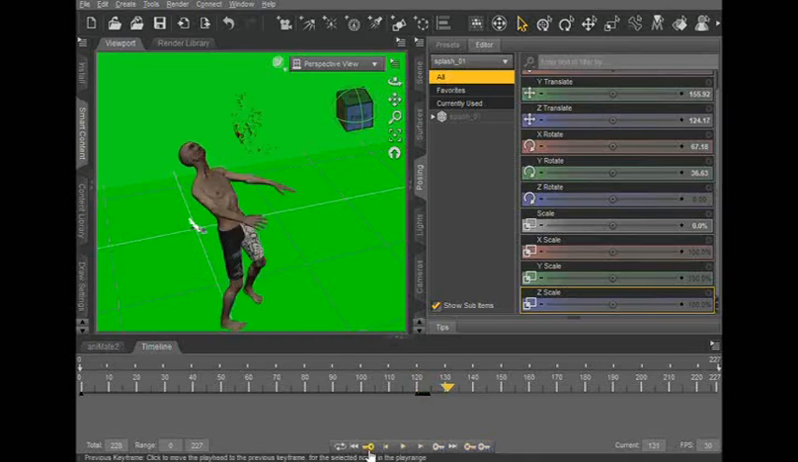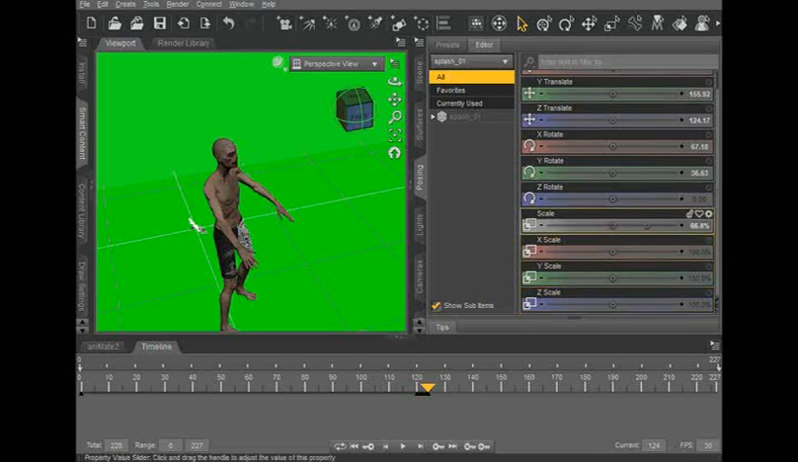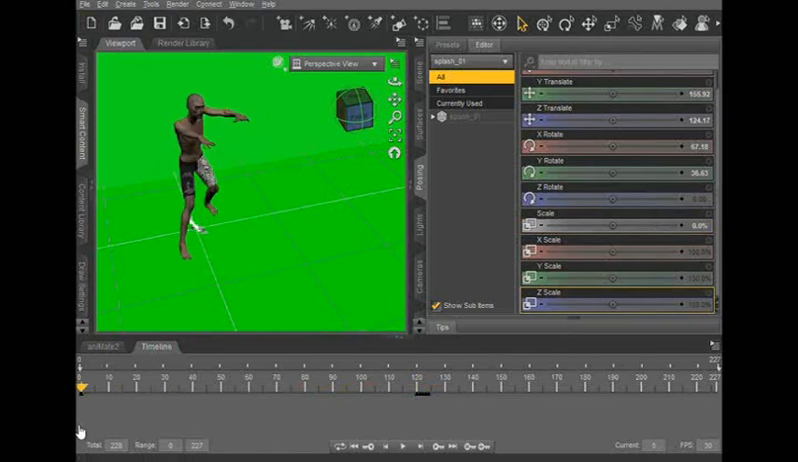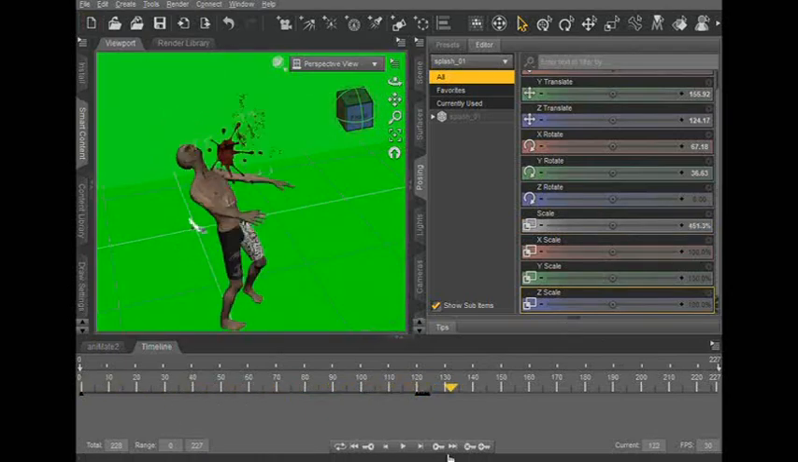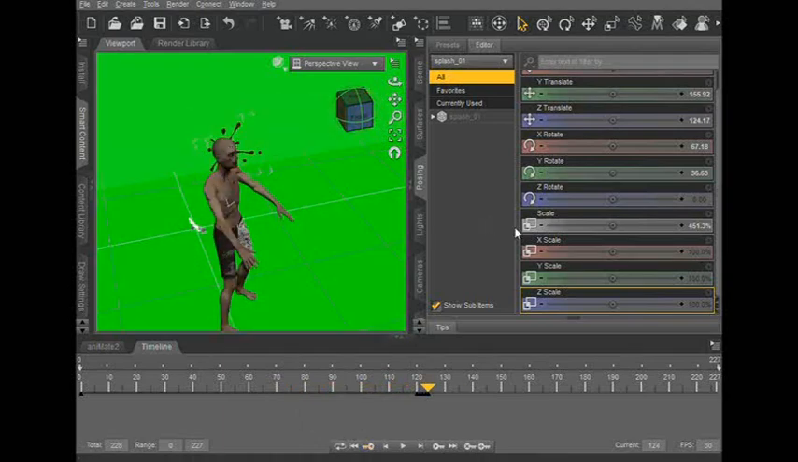So now it's scaled up to however big. It's instantaneous, and now you see it doesn't get bigger until I want it to.